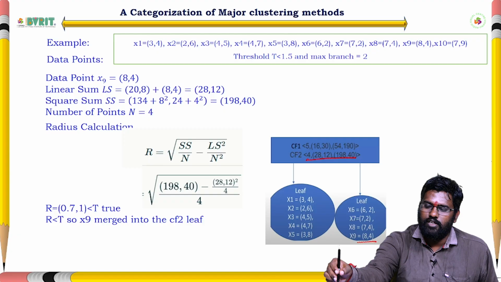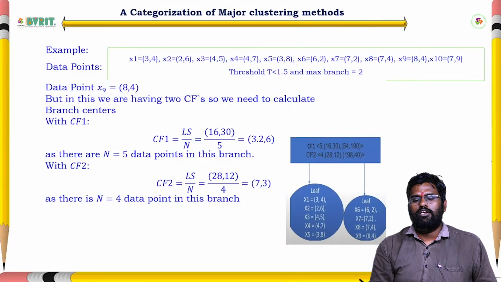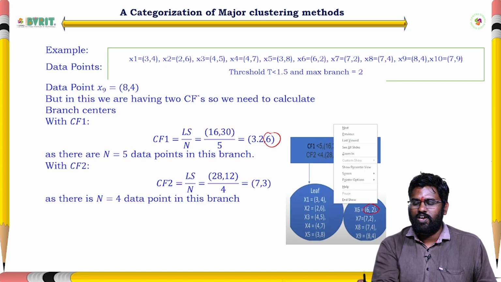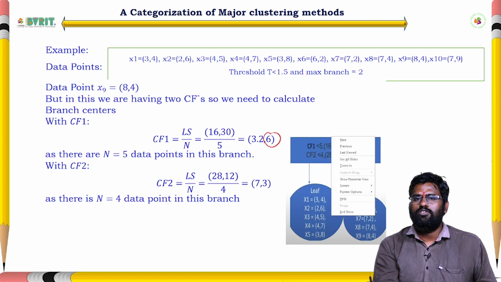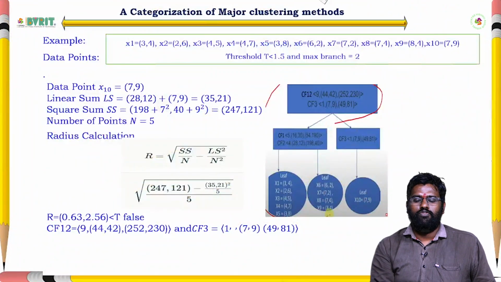The next one, for the last step, is x10 equal to 7, 9. We need to calculate the x10 value. This value is also greater compared to the x6 value. So now we need to include this into the CF2 tree. So CF2 value will be increased to 4 to 5, so our CF1, CF2 value will be increased to 4 to 5.